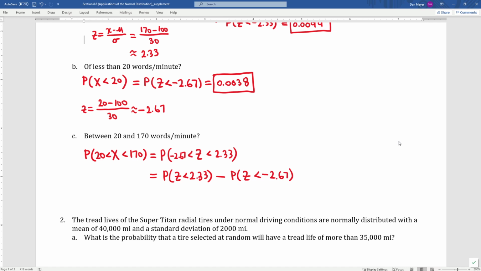If we find the corresponding probability for the z-score of 2.33 in the table, that will be 0.9901. And then we've already looked up the probability for the second one. That was part B, 0.0038. And after the subtraction problem, we end up with the final answer of 0.9863.